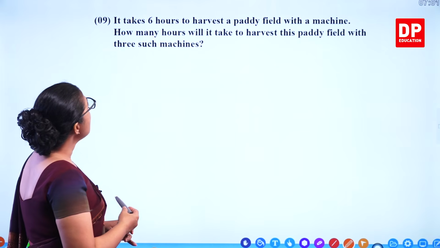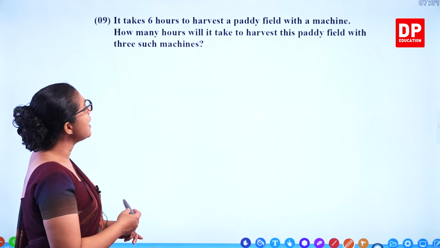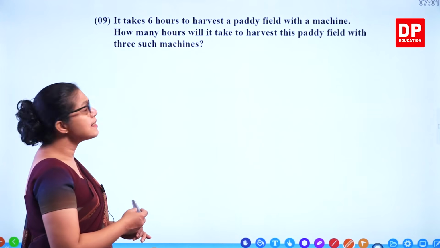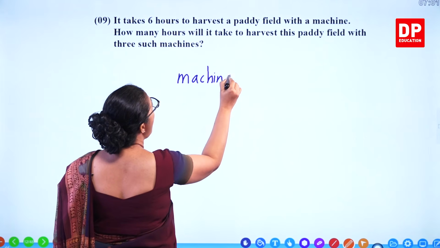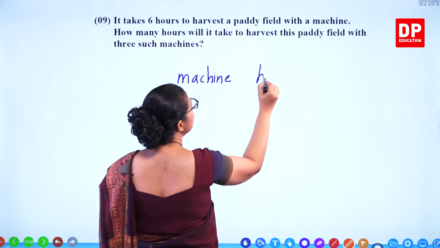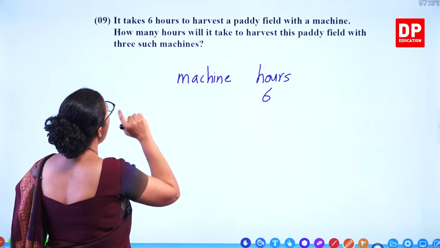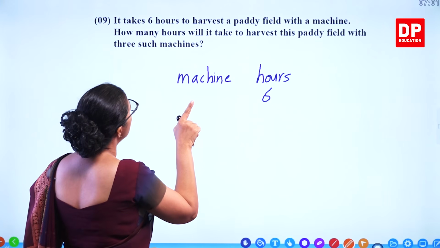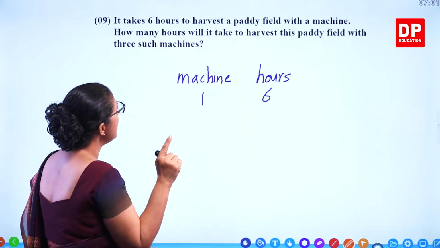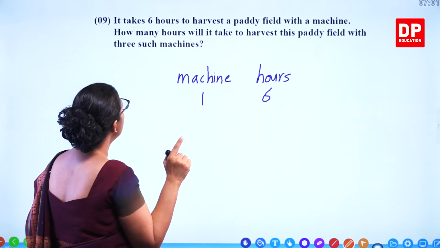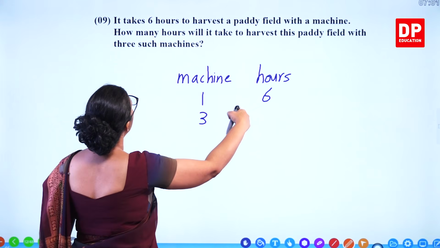Question number 9. It takes 6 hours to harvest a paddy field with a machine. How many hours will it take to harvest this paddy field with 3 such machines? Now these are machines and how many hours? So it says 6 hours and just 1 machine. How many hours will it take to harvest this paddy field with 3 such machines? So if this is 3, what's the value of this?